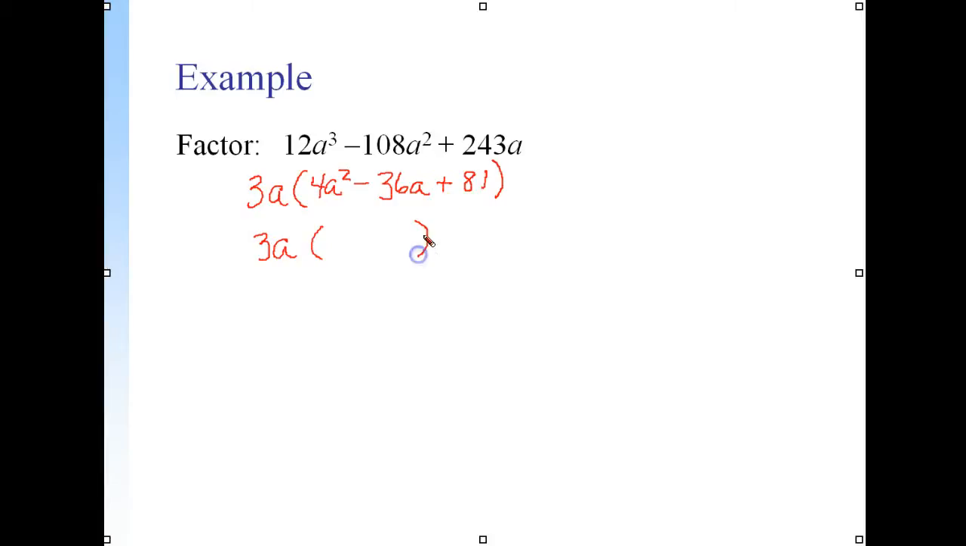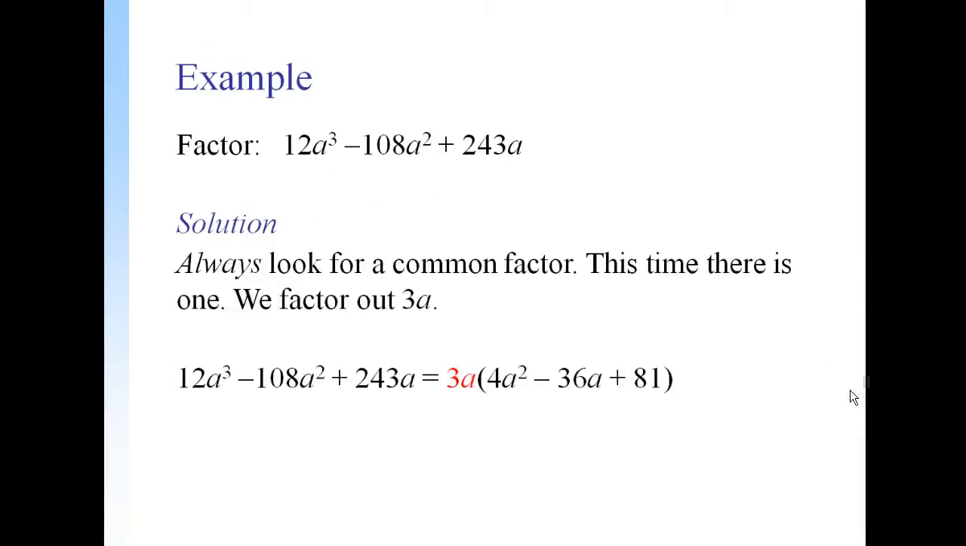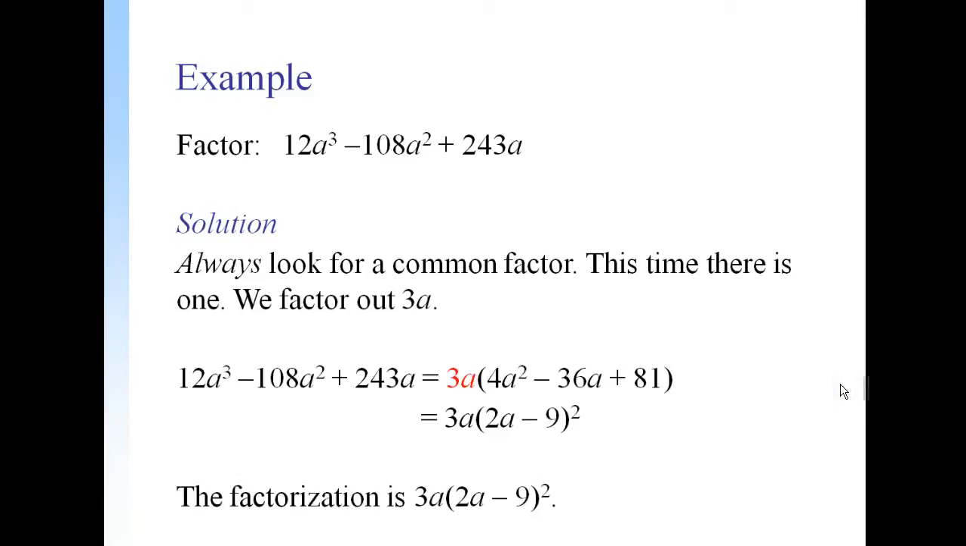And then we're going to try to see if it's a perfect square trinomial. Well, square root of that is going to be 2a. Square root of that is going to be, and again we use that negative sign, a 9. And then 2 times 9 is 18. If you double 18, you get the 36. So there's the factorization. And it checks.